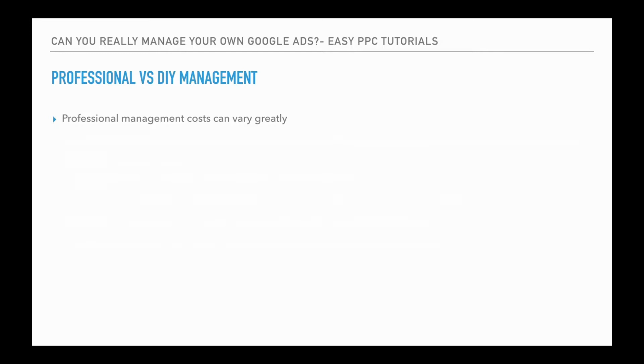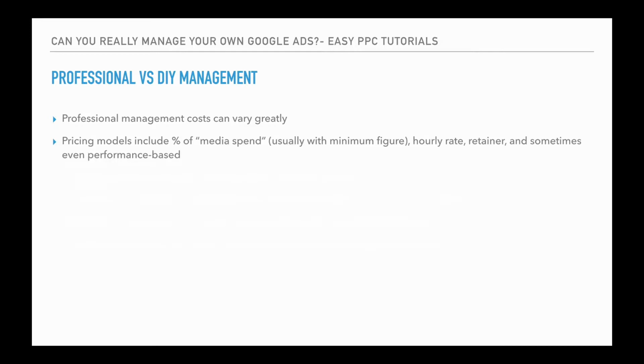Well, one thing you need to be aware of with professional management is that the costs can vary greatly. So pricing models can change. What people are charging you can change. Pricing models can be things like a percentage of media spend. So if your ad budget is $1,000 a month, an agency might put a percentage of media spend. So they'll say, hey, we charge 20% of media spend. Often there'll be a minimum figure in there as well. This percentage of media spend is, in my experience, a little bit more common when dealing with higher budgets and larger agencies. So, companies that are spending into the thousands of dollars a month on advertising.